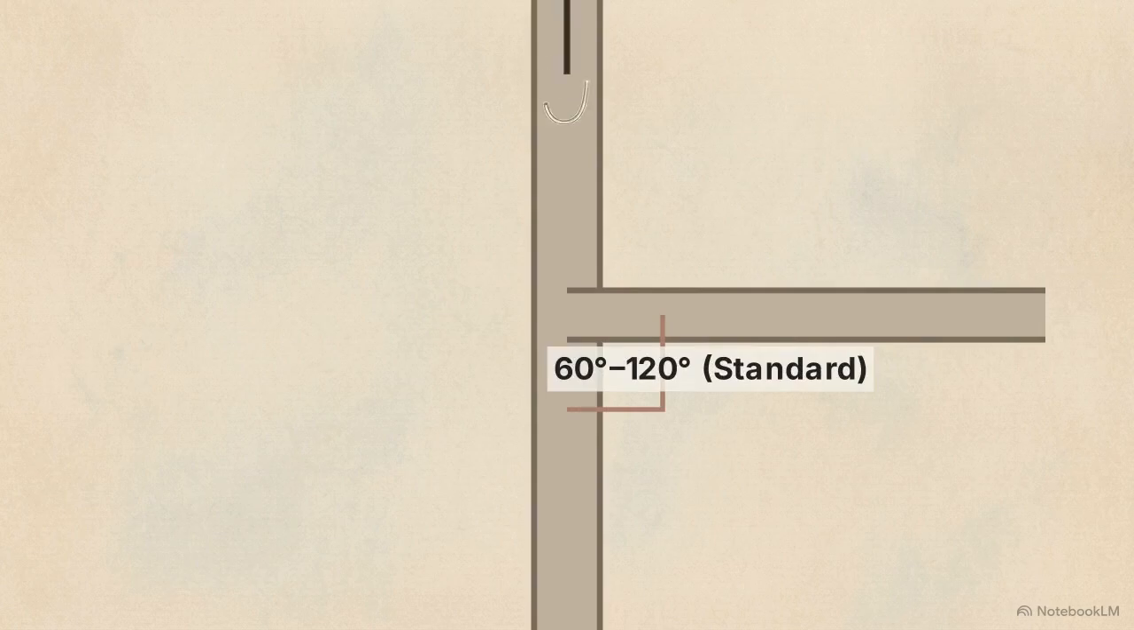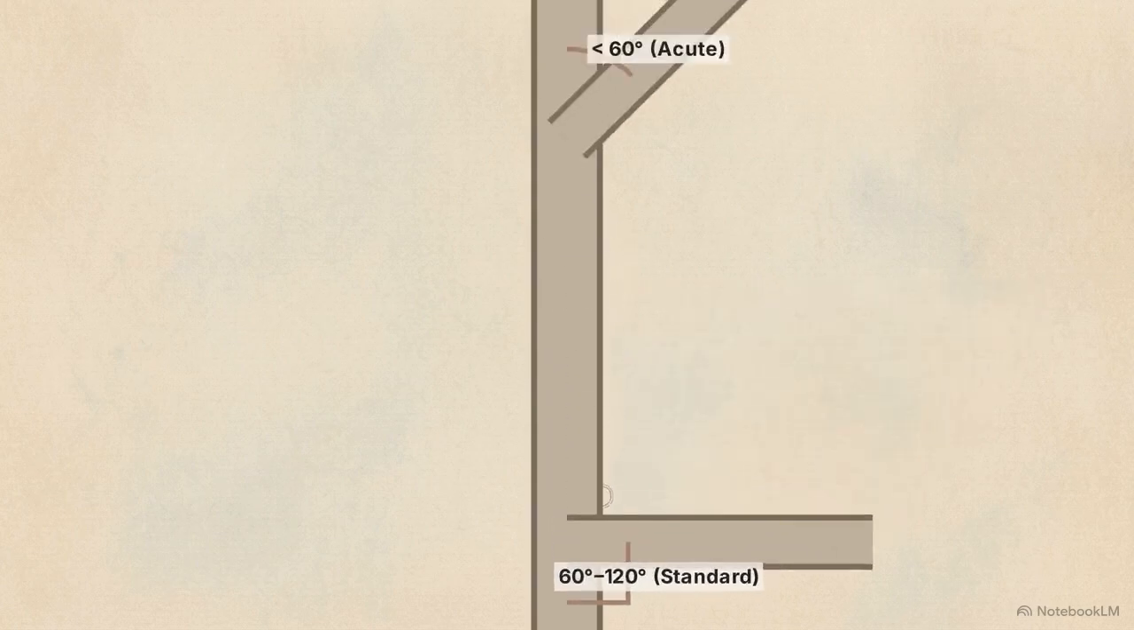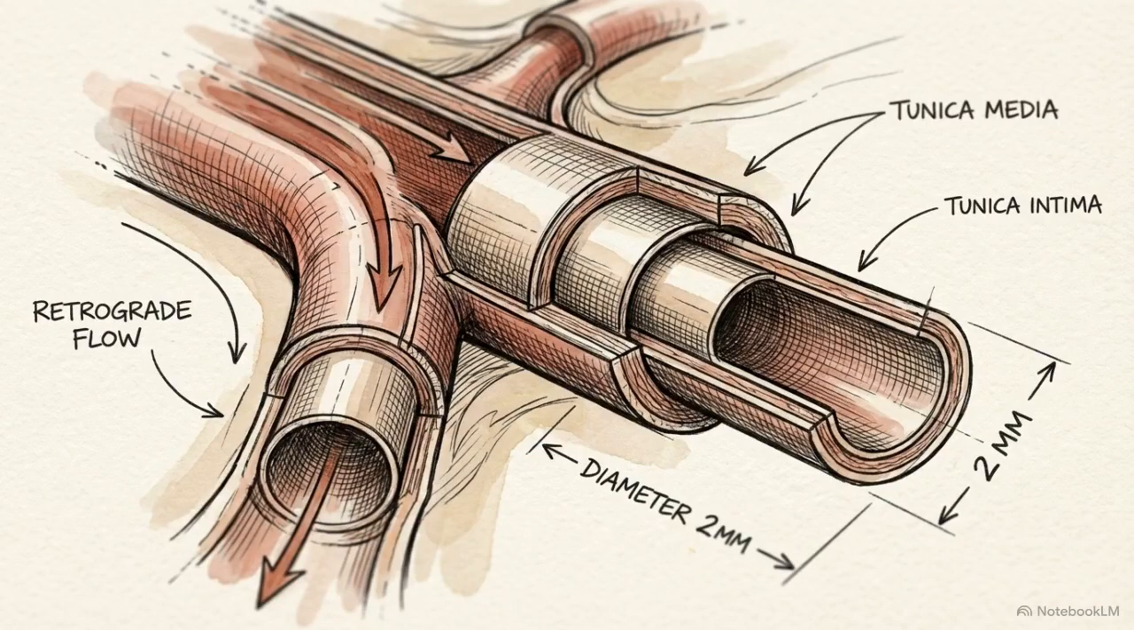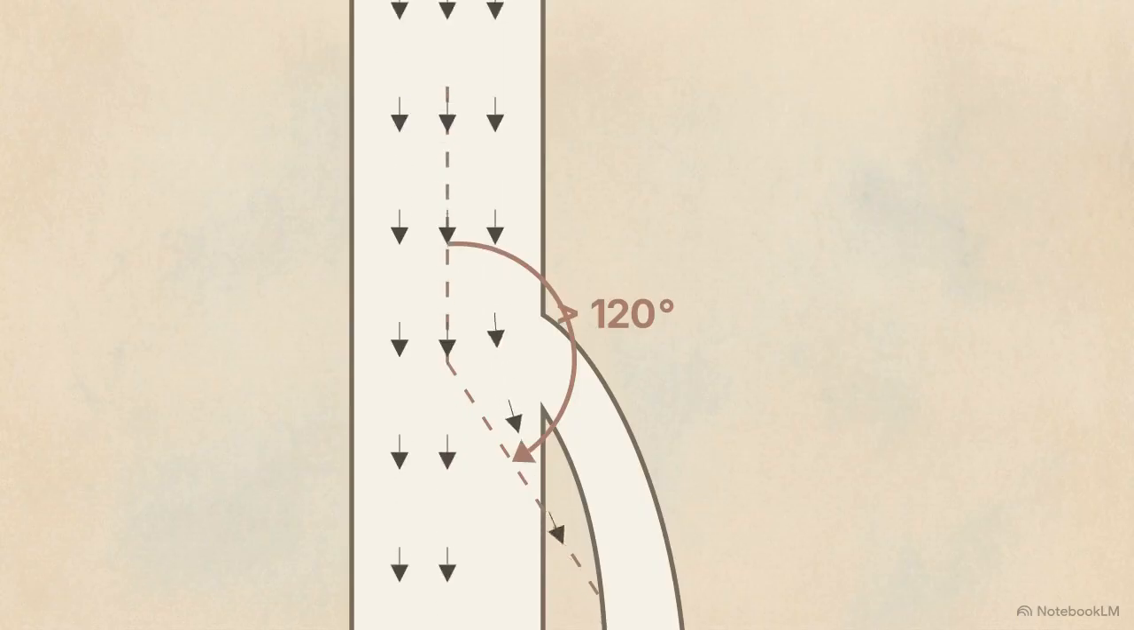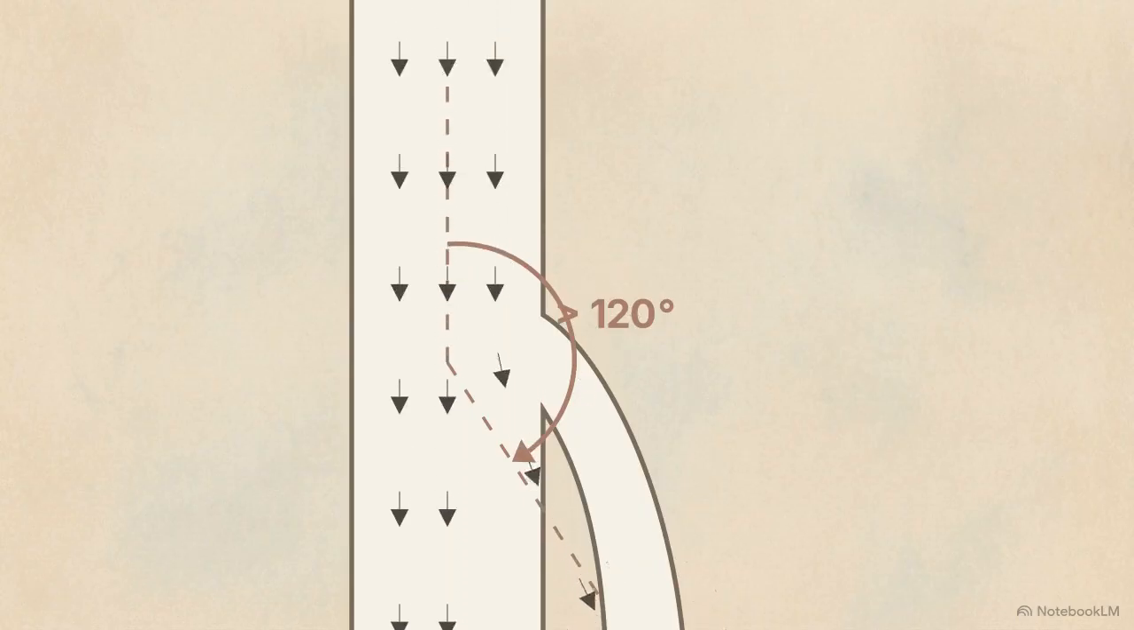The second category covers standard angles between 60 and 120 degrees, typical of the renal arteries. These require a standard curved catheter to cleanly align with the lateral entry path. The most extreme geometric challenge is the obtuse angle. Vessels like the celiac or the inferior mesenteric artery branch off at angles greater than 120 degrees, pointing sharply downward and away from the direction of blood flow.